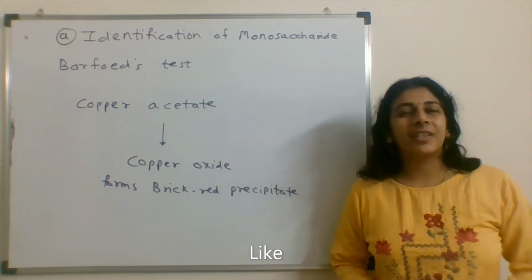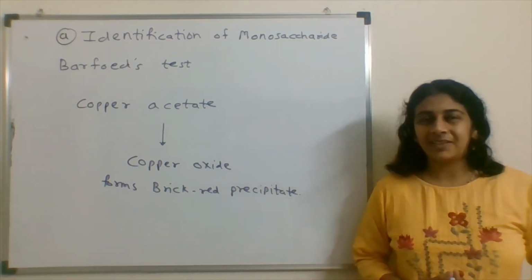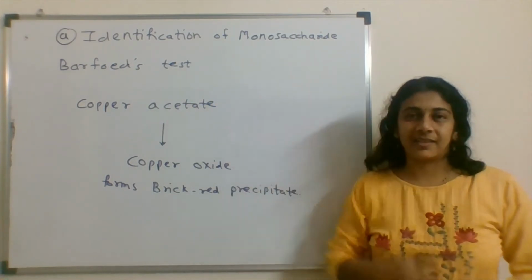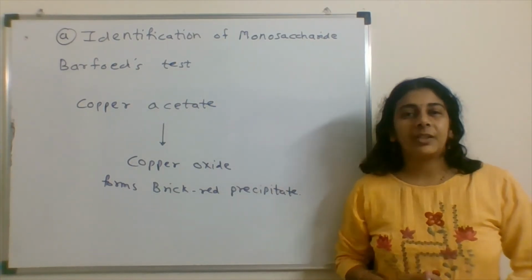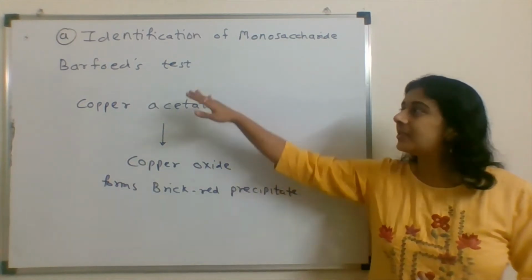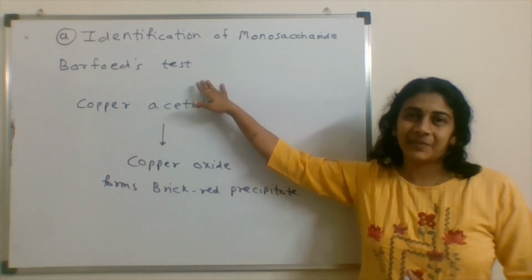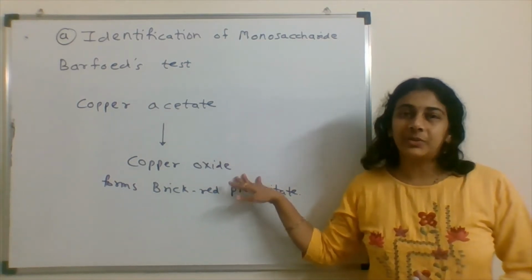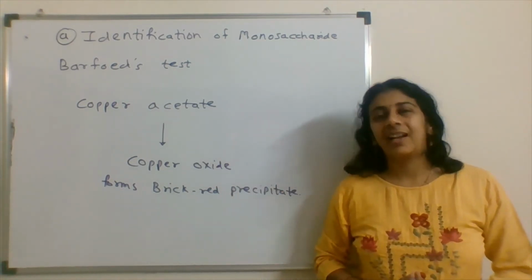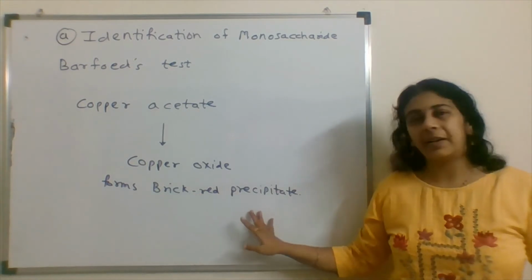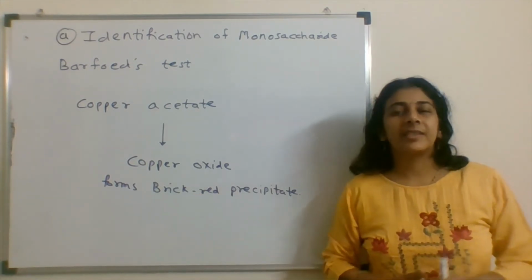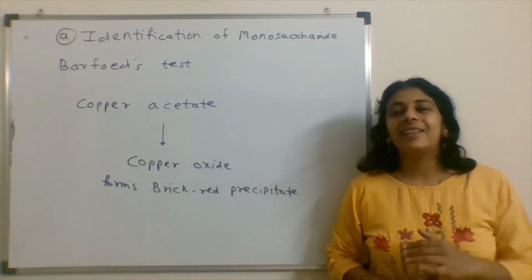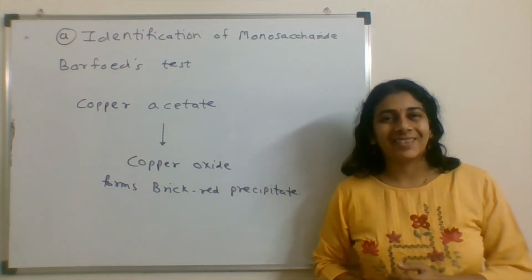So, going option-wise, discussing the first option. First is the identification of monosaccharides. When we need to identify a monosaccharide, we use Barfoed's test. Here copper acetate gets converted into copper oxide, and this gives a brick red precipitate. So this is the test used for the identification of monosaccharide, and hence this is not the answer.